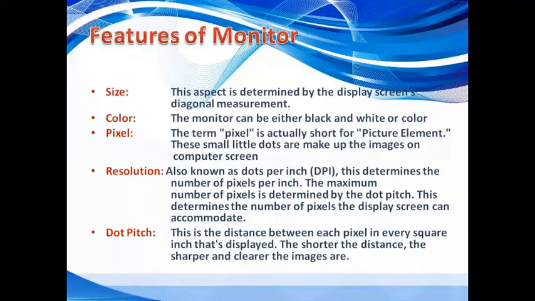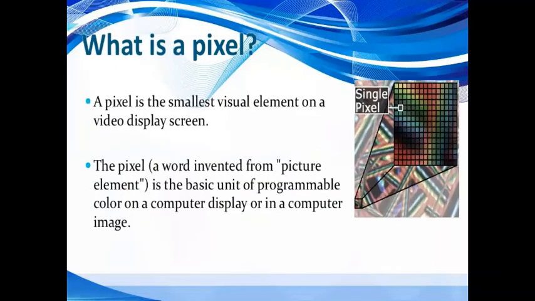Dot pitch is the distance between each pixel in every square inch that is displayed. The shorter the distance, the sharper and clearer the images are. So if you have a short distance between the pixels and the dot pitch is short, it means that you have a high resolution and your image is sharper and clearer than others. So when we talk about the picture, we must discuss the pixel.